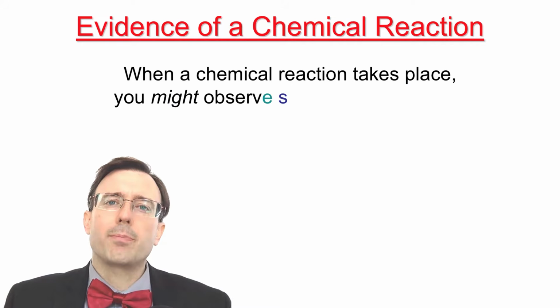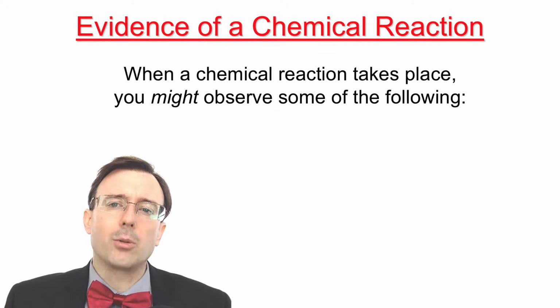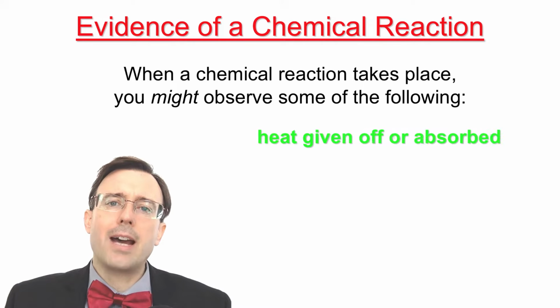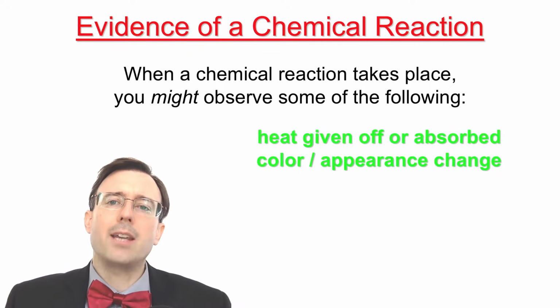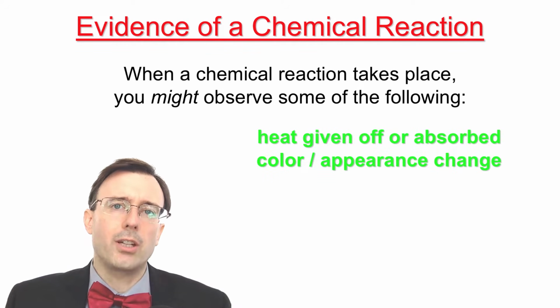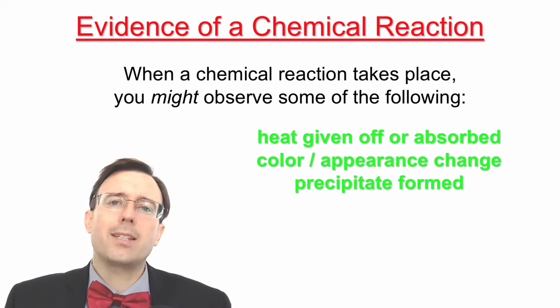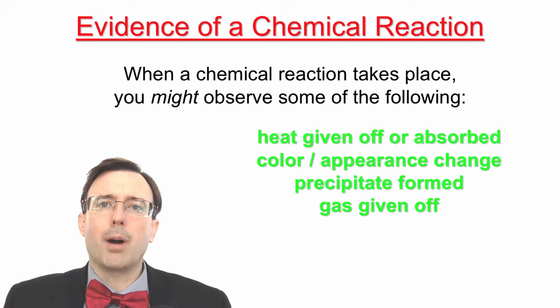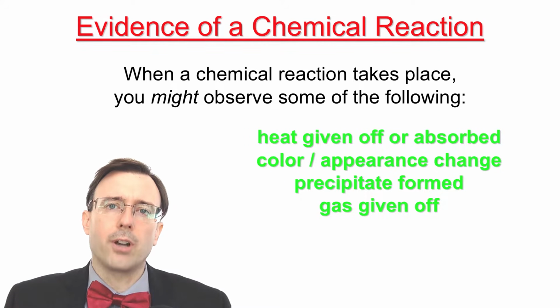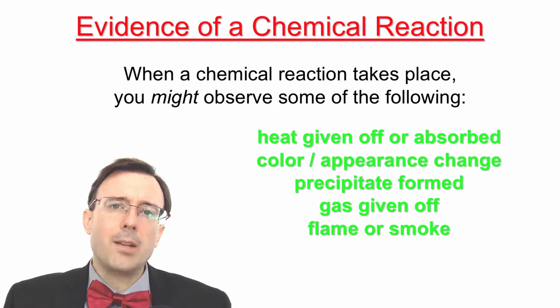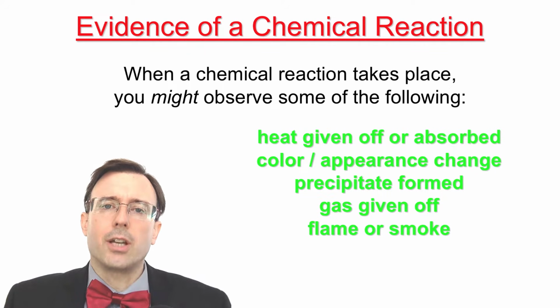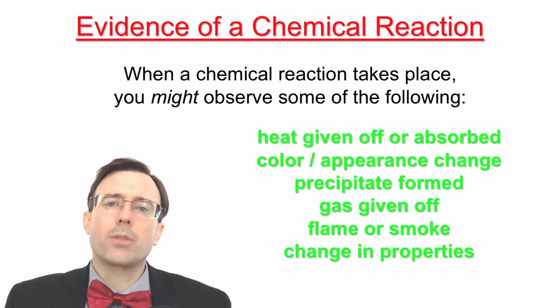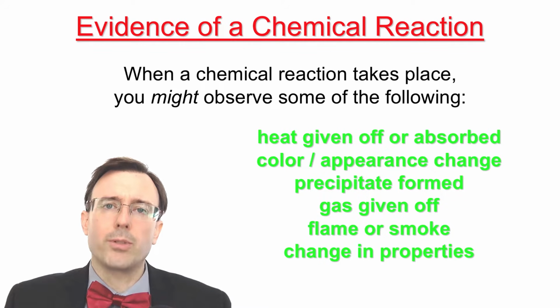When a chemical reaction takes place, you may see some of the following, although not necessarily. You might have some heat being given off or absorbed, so you might see some temperature change. You might see a color change or some kind of appearance change of the stuff that's involved. You might see a precipitate being formed. A precipitate is basically a solid that forms in a liquid. You might see a gas being given off. It might be bubbling off, or you might see some kind of fumes being given off during the reaction. You might have some flames, or you might have smoke during the chemical reaction. And most likely, you're going to have some sort of change in the properties of the chemicals that are involved.